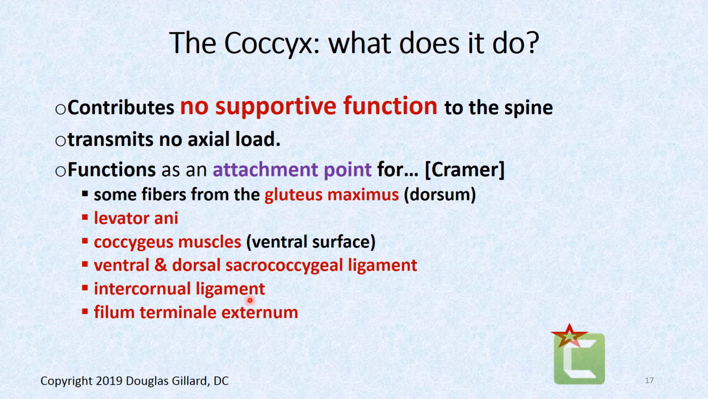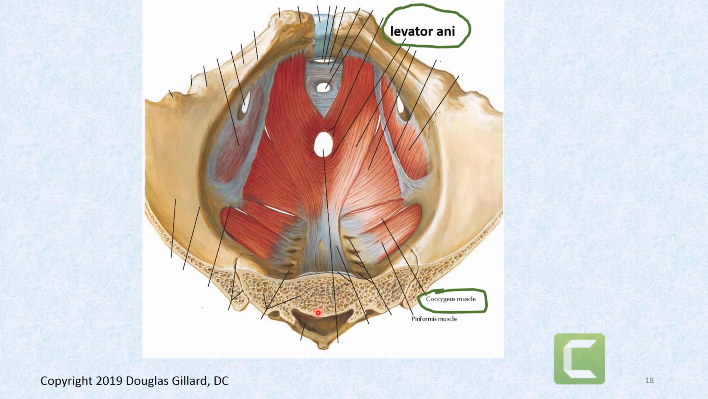Intercornual ligaments attach there. Filum terminale externa attaches there. So those are all important. Here's an overhead view, or an axial view, or horizontal view, cross-sectional view, whatever you want to say. Here's the sacrum. I know we haven't studied that yet, but we will get to that.